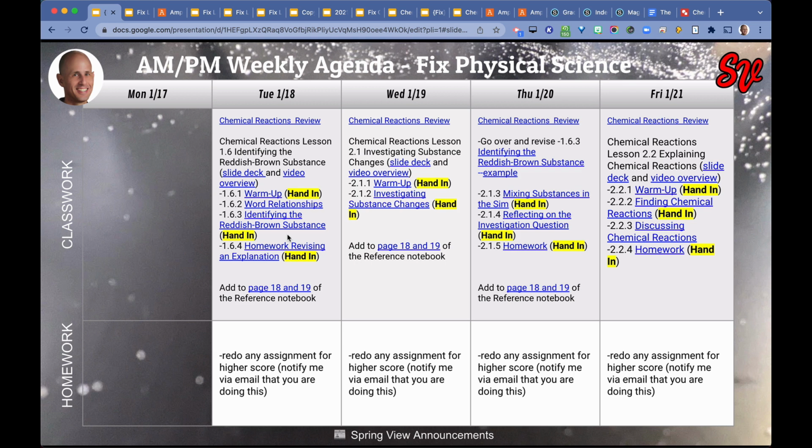we did lesson activity 2.1 when we started it. We did the warm-up investigation of substances and how they change. And again, I want to emphasize that we also added key concepts to pages 18 and 19 of vocabulary. So let's take a look at that.